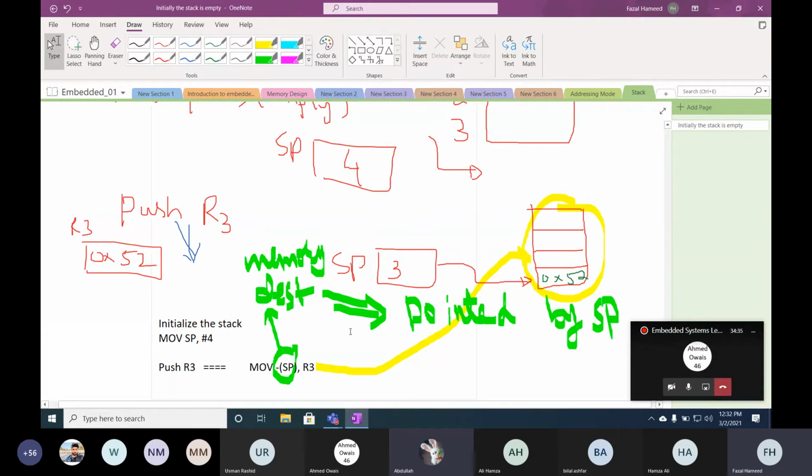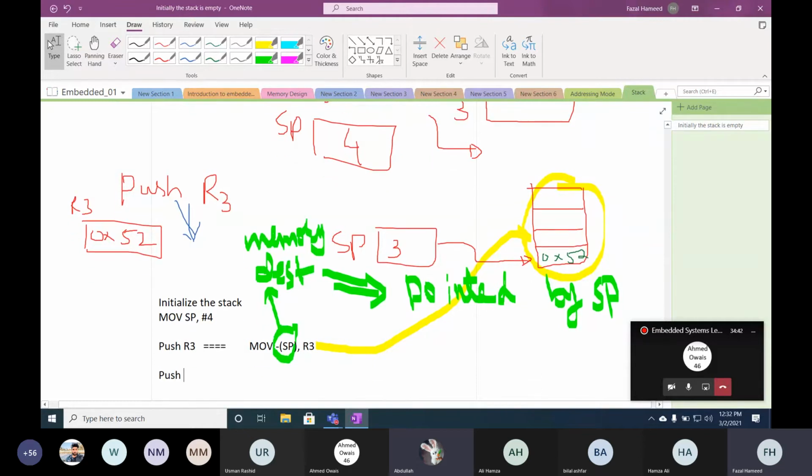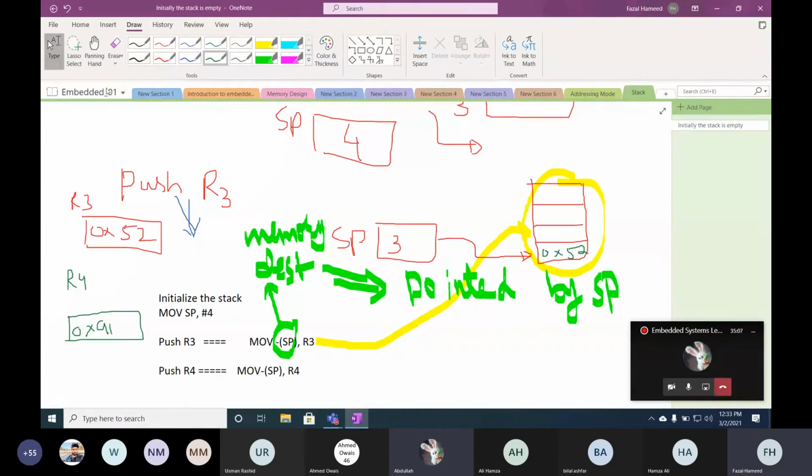Now let's assume a scenario where we add another element. So push R4. This is equivalent to move minus SP, R4. Let's assume that the value of R4 is 0x91.